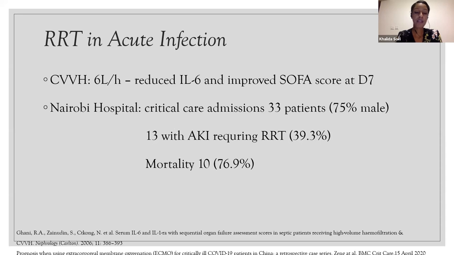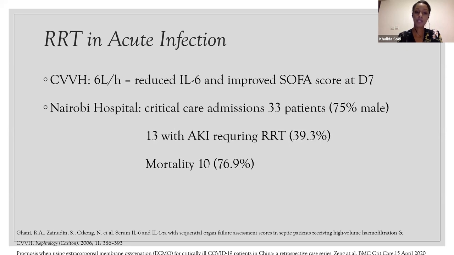And 75% of these patients were actually male. And out of the 33 patients, 13 patients had AKI requiring renal replacement therapy, and that was actually 39.3%. Out of this, well, I would make an adjustment to that. It was 13 patients who had an AKI.